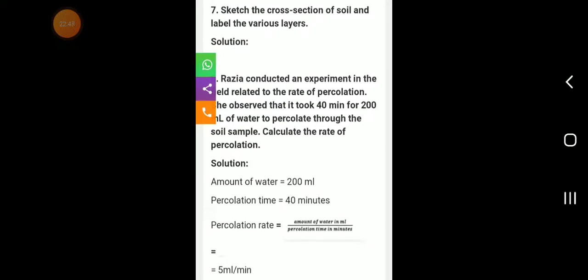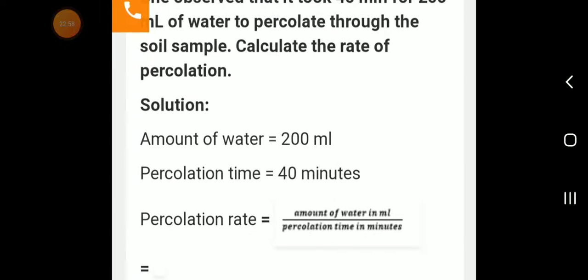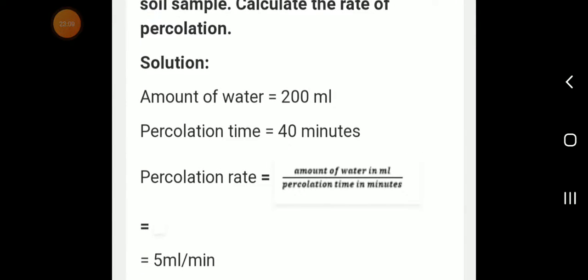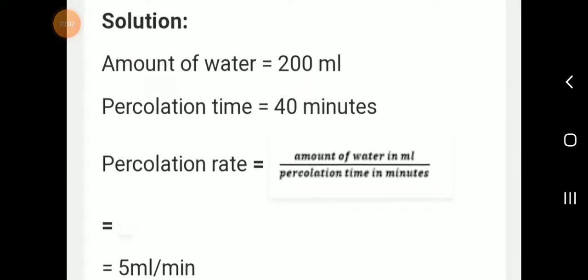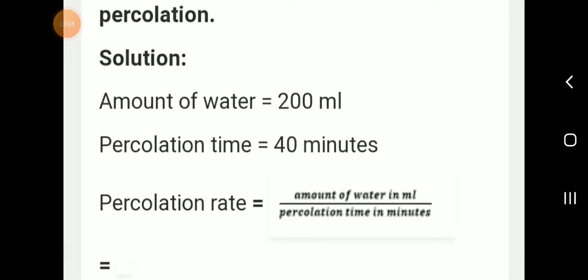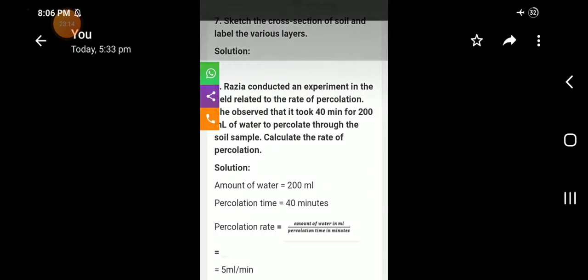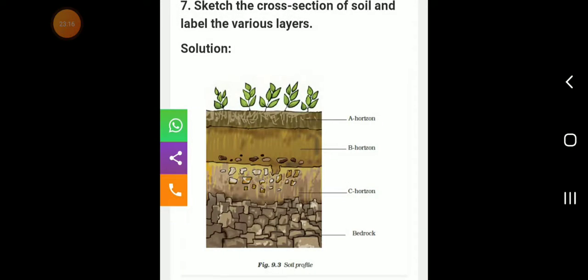The percolation rate calculation. Listen. It was observed that 200 ml of water percolated through the soil sample in 40 minutes. Calculate the rate of percolation. The formula is the amount of water in ml divided by the percolation time in minutes. The amount of water is 200 ml, the percolation time is 40 minutes, so the answer is 5 ml per minute. The correct answer. Okay, next.